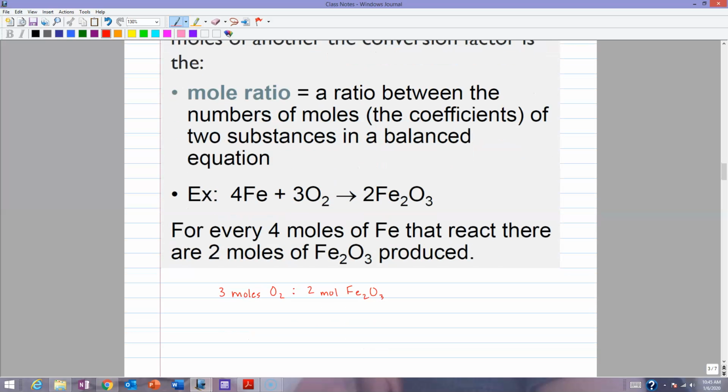A mole ratio can be written either way in a conversion factor. I can have 3 moles of oxygen over 2 moles of iron 3 oxide, or I can have 2 moles of iron 3 oxide over 3 moles of oxygen. Either way, I'm getting a conversion factor because I'm getting a fraction that's equal to 1.